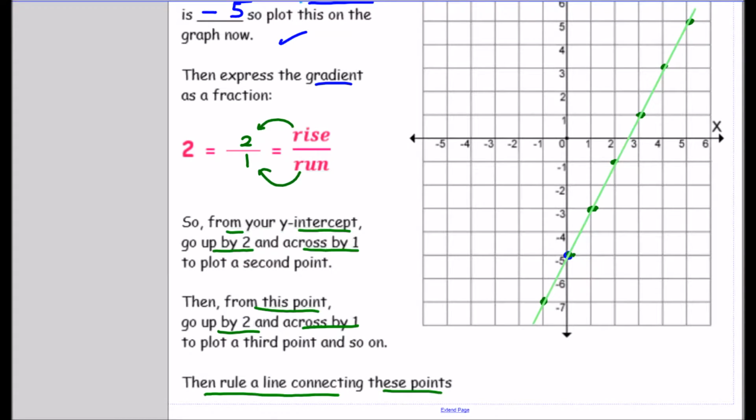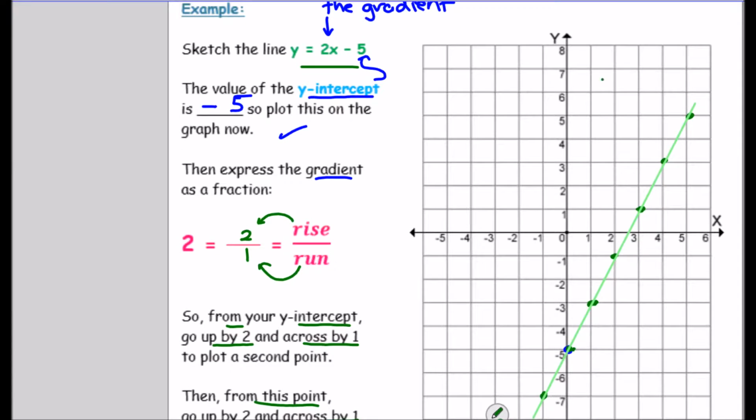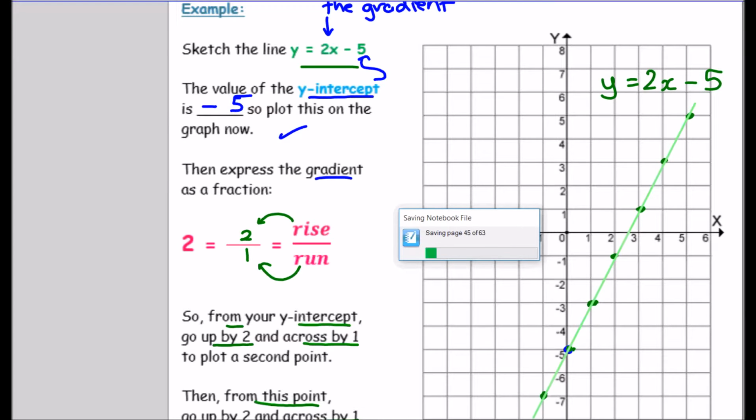What's it missing? My line is missing something very important. I'm missing the equation. That's right. Y equals 2x minus 5. So label it somewhere. Let's not give anyone any reason not to give us full marks. So make sure to label your lines. And I'm going to save my file right now.